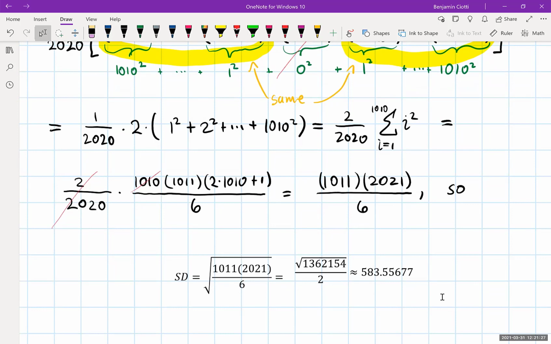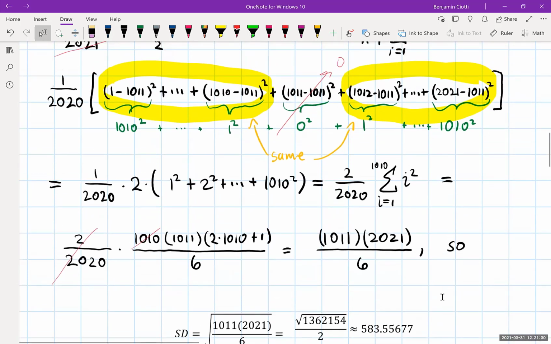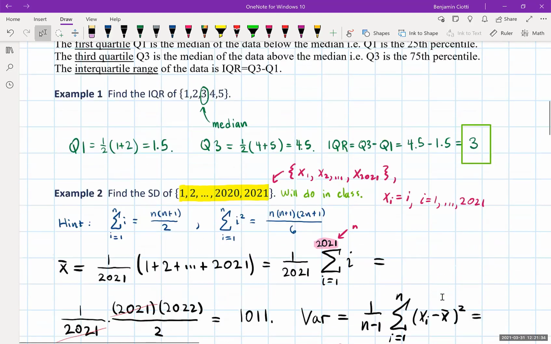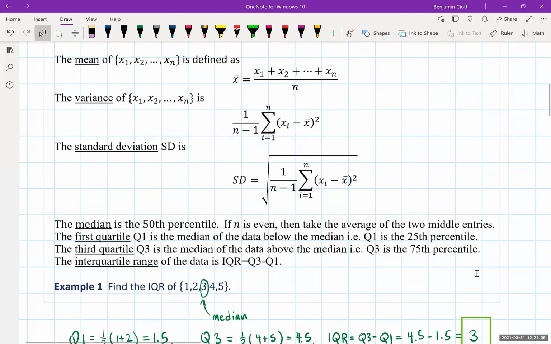Could you scroll back to the definition of the standard deviation really quick, the general one? Yeah. That's this here. Thank you.